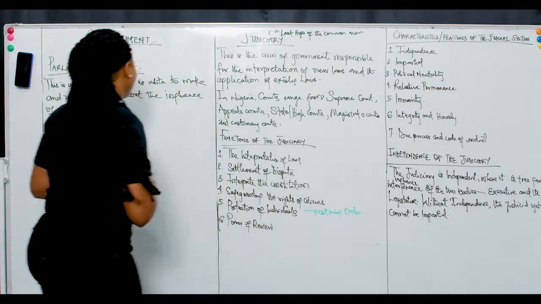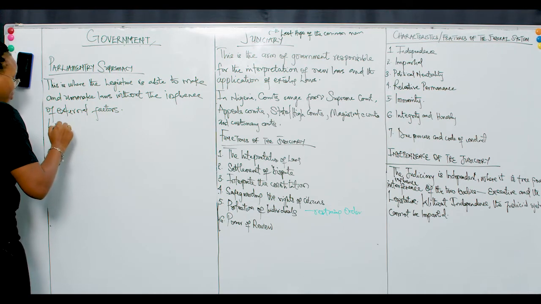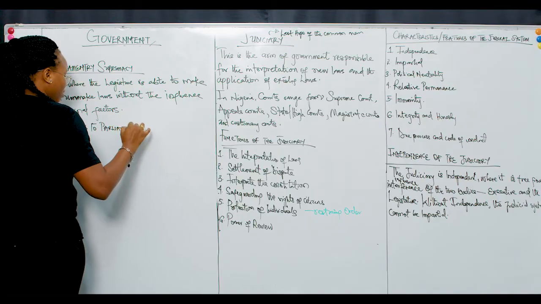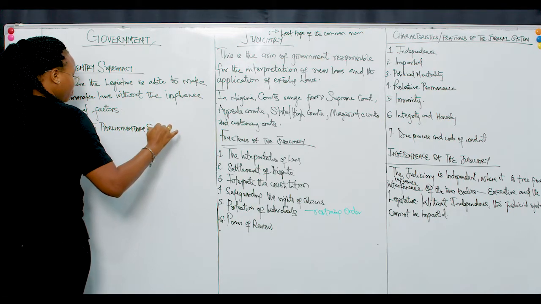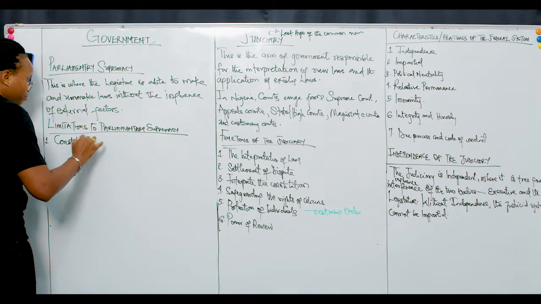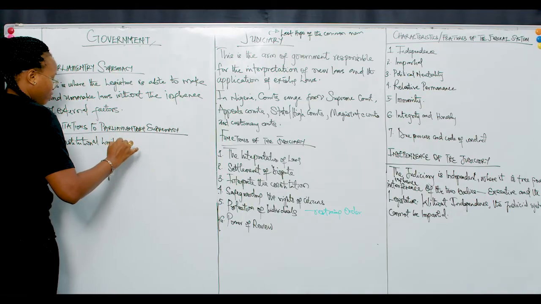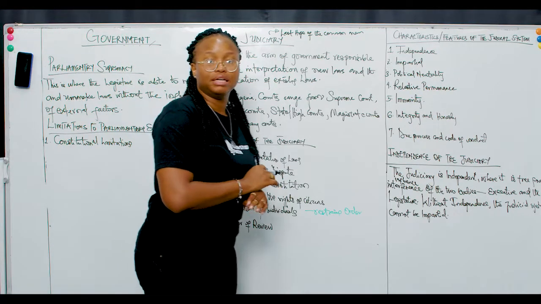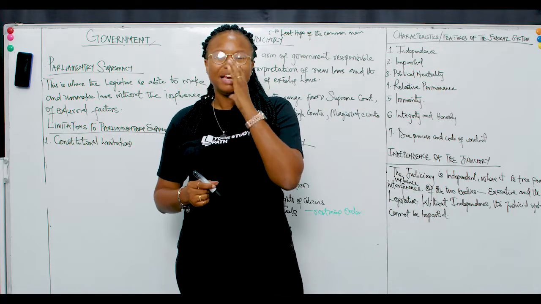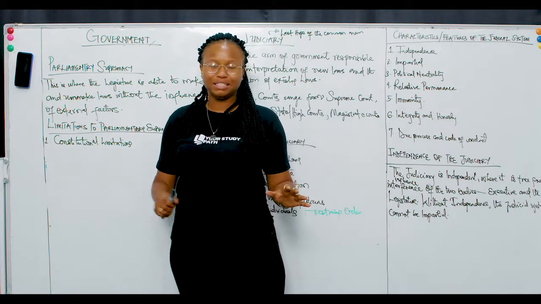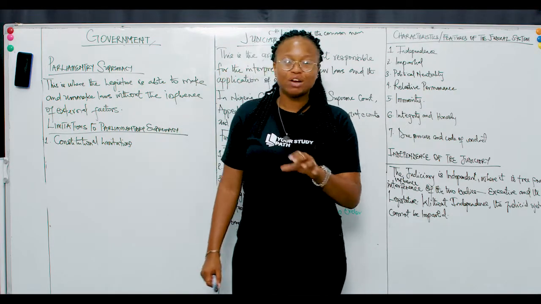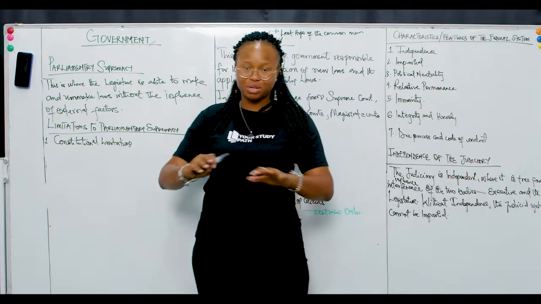However, there are some limitations to parliamentary supremacy. The first one we have is called constitutional limitations. Whatever laws that want to be made or whatever policies that are about to be enforced, if the Constitution limits the powers, those powers are deemed limited. Whatever actions or policies go against the Constitution, they go against parliamentary supremacy.